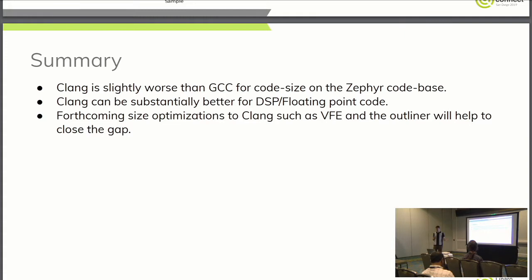Clang can be substantially better at DSP and floating point code generation. So if your example has large amounts of DSP-like code, I'd say certainly give Clang a shot and see what comes out for your code. We're hoping to close some of that gap with forthcoming size optimizations to Clang, such as virtual function elimination and the outliner. Okay, that's all I had.